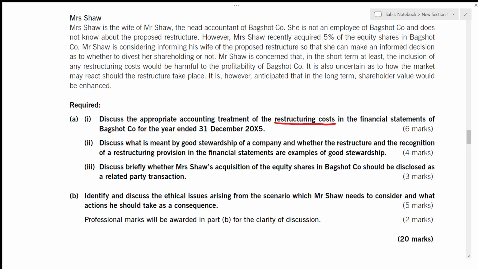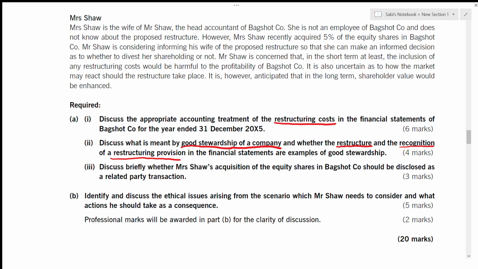And now the second part is discuss what is meant by a good stewardship of a company and whether the restructure and the recognition of a restructuring provision in the financial statements are examples of good stewardship. So first you have to discuss what is a good stewardship, right? Second, you have to discuss whether the restructure and the recognition of a restructuring provision in the financial statements are examples of what? Good stewardship, which is worth 4 marks, right?